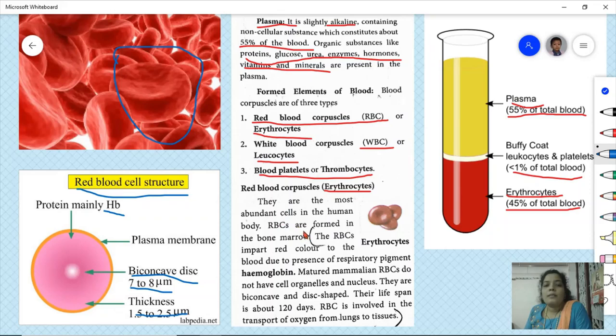So RBC is formed in the bone marrow. The lifespan is 120 days. Function is transport of oxygen from lungs to tissues. The shape is biconcave and disc shaped. Understood? Then which pigment is present? Hemoglobin. Due to the presence of respiratory pigment hemoglobin, the blood is red in color.